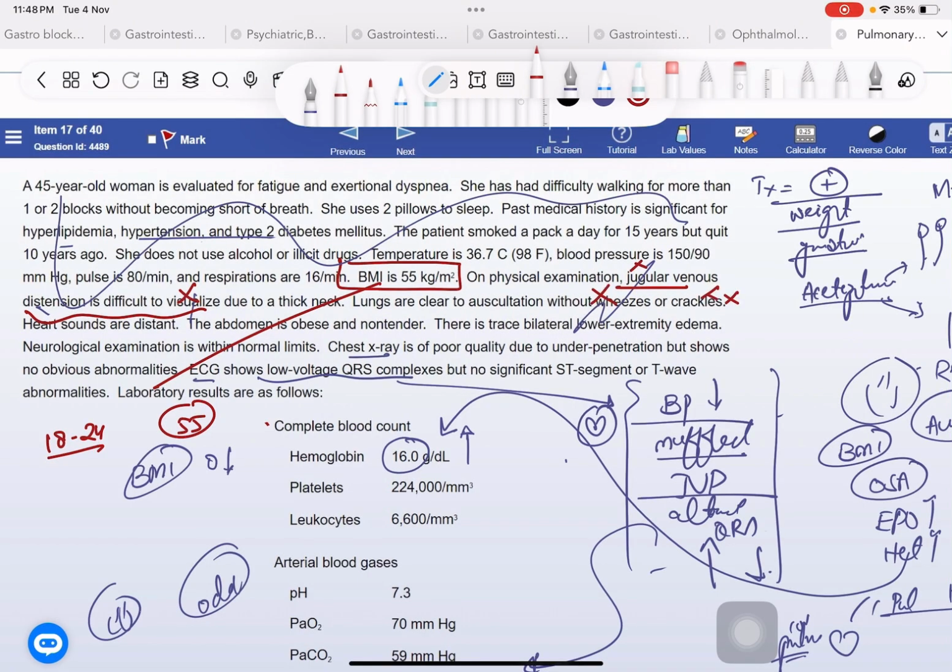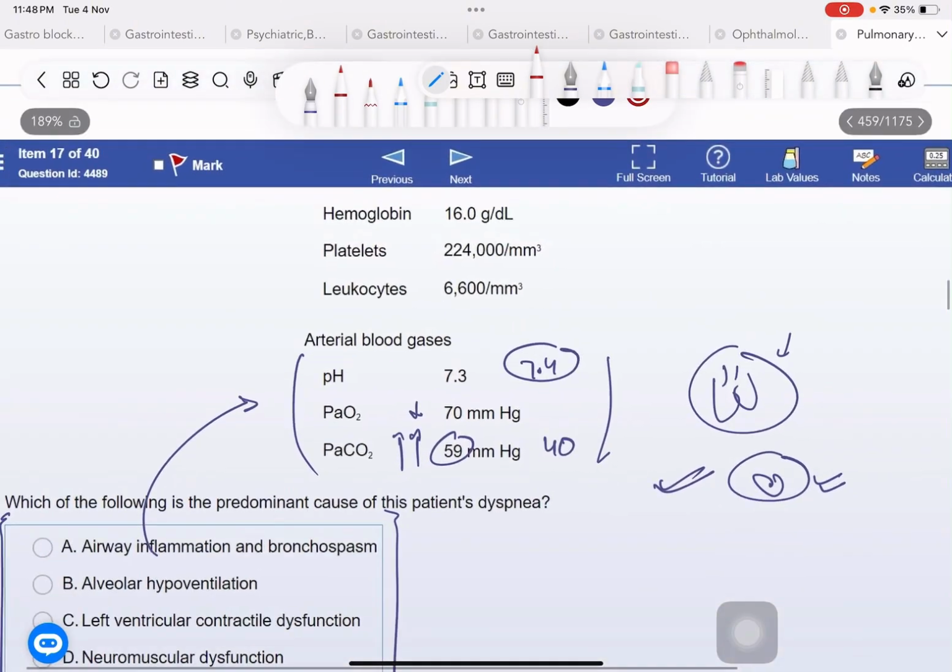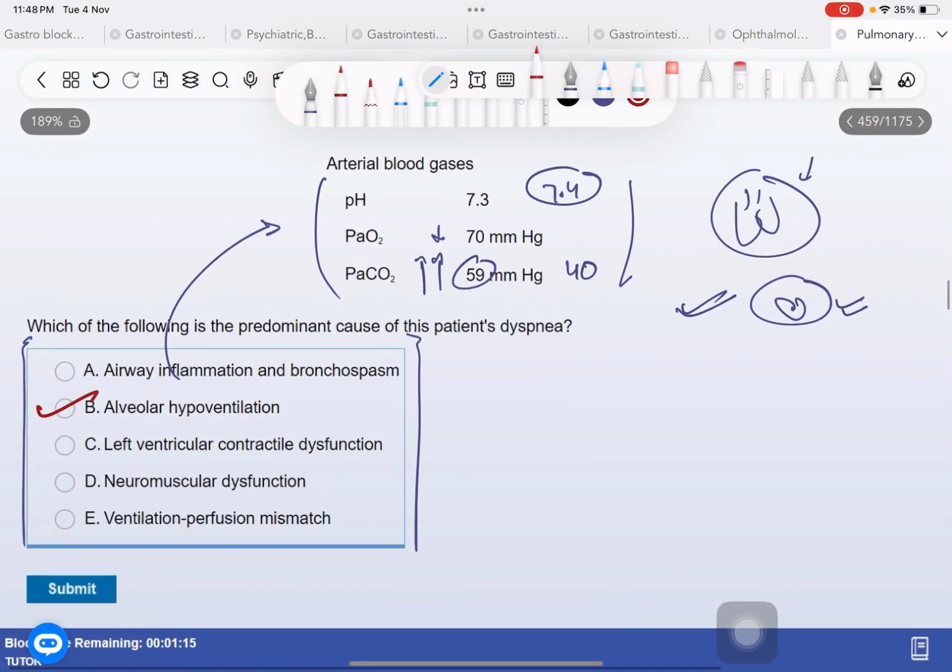We know this is because of hypoventilation, because if it was, for example, PE, we would have a VQ mismatch. So we would have the A-a gradient. It should be 0 to 14 or something like that. So there's no history of that.